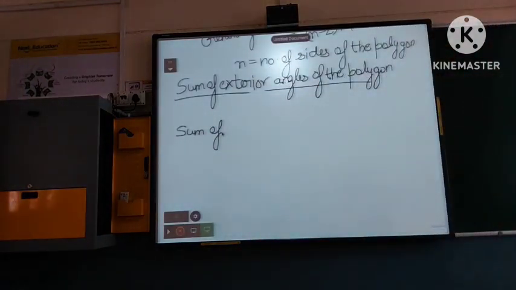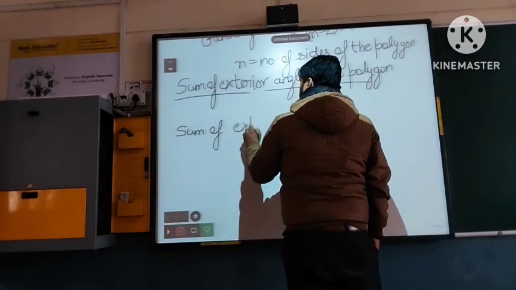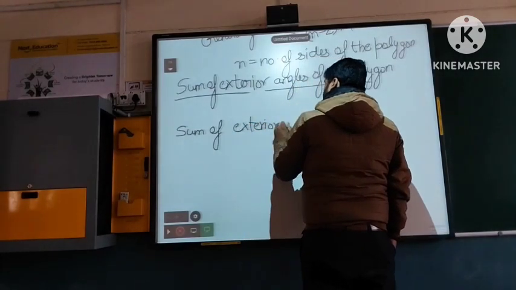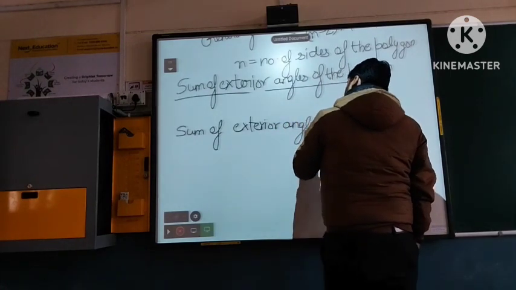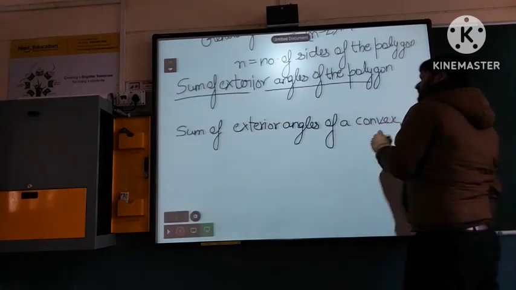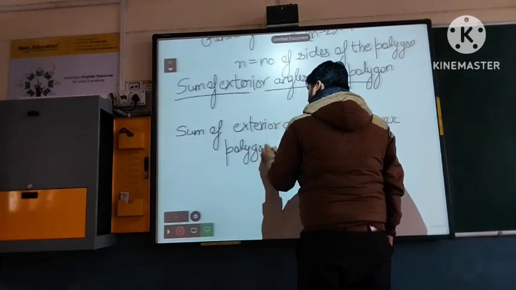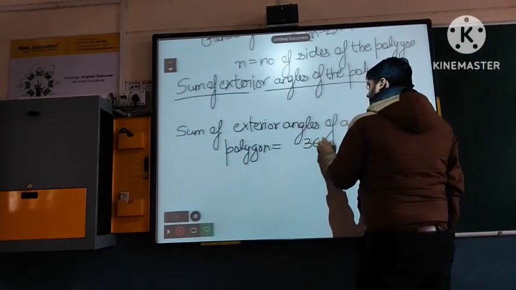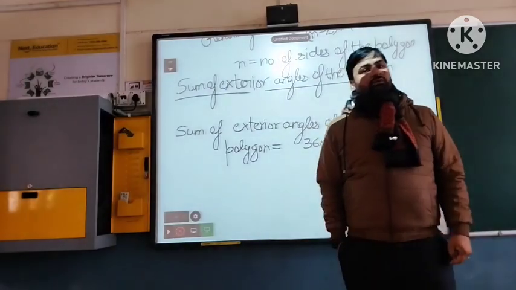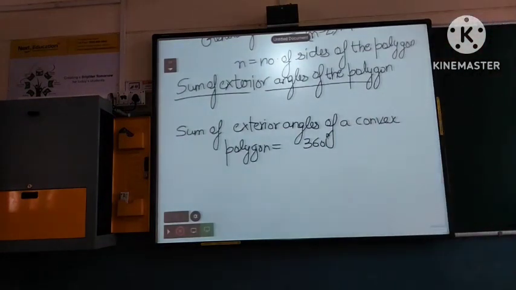Sum of exterior angles of a convex polygon is equal to 360 degrees. Okay, now clear to all this? So it is 360 degrees, and it remains the same. Whatever type of polygon is there, its sum of exterior angles will always be 360 degrees.